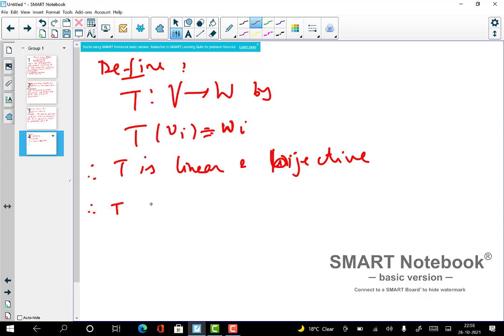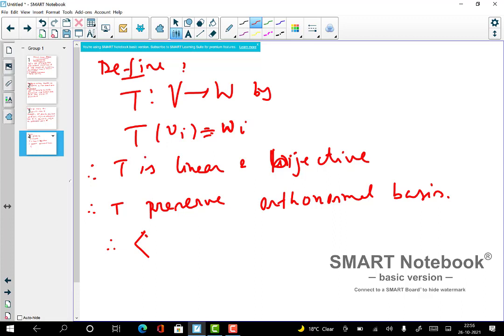T preserves an orthonormal basis. Orthonormal basis, right? So what does that mean? So it sends an orthogonal basis to another orthogonal basis, and hence it tells that we actually preserve the inner product. So what does that mean?